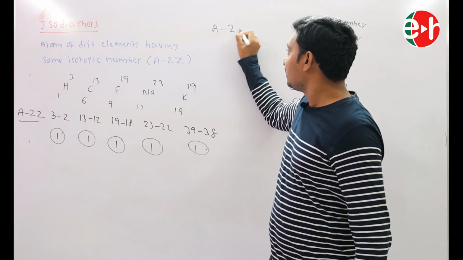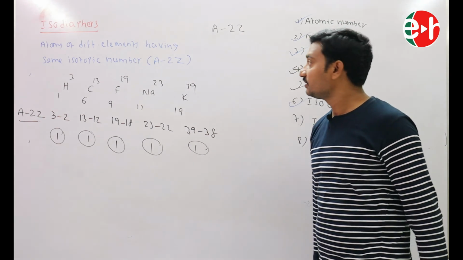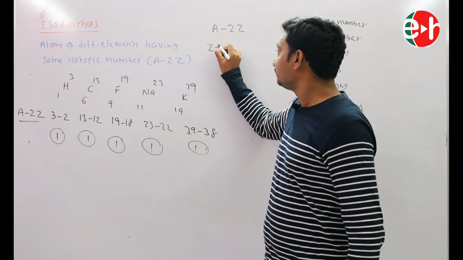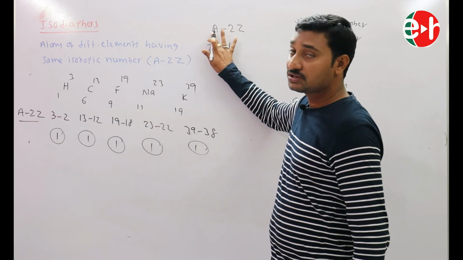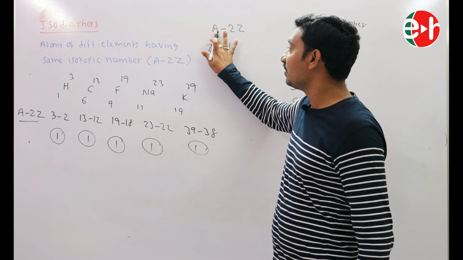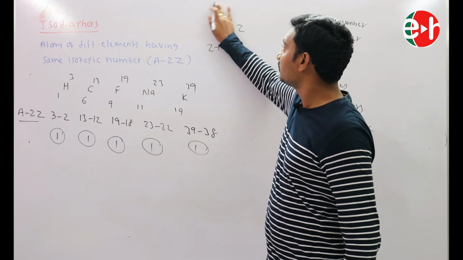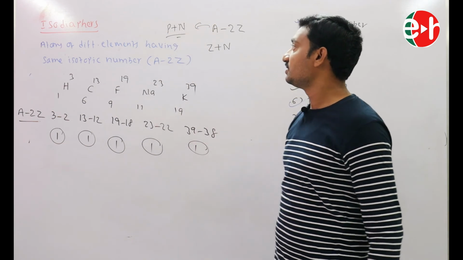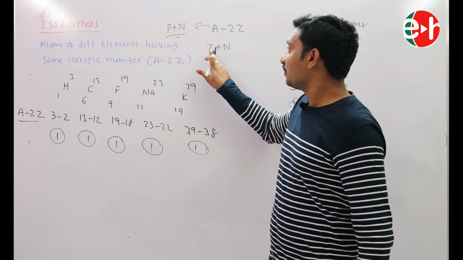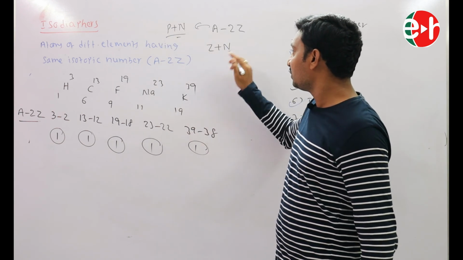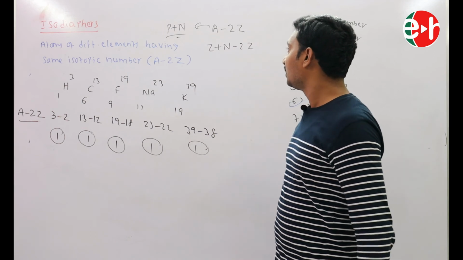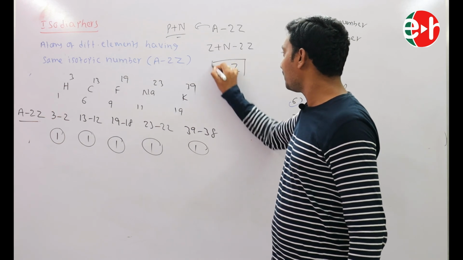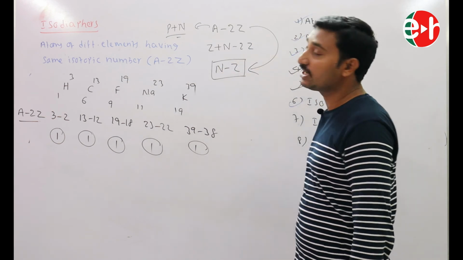Again, see, isotopic number means A minus 2Z. We know A is equal to Z plus N, number of protons plus number of neutrons. Mass number A is equal to number of protons plus number of neutrons. Already we discussed, but number of protons is equal to atomic number. That's why A is equal to Z plus N minus 2Z. Z, 1Z cancel. Finally N minus Z. So A minus 2Z also equal to N minus Z.